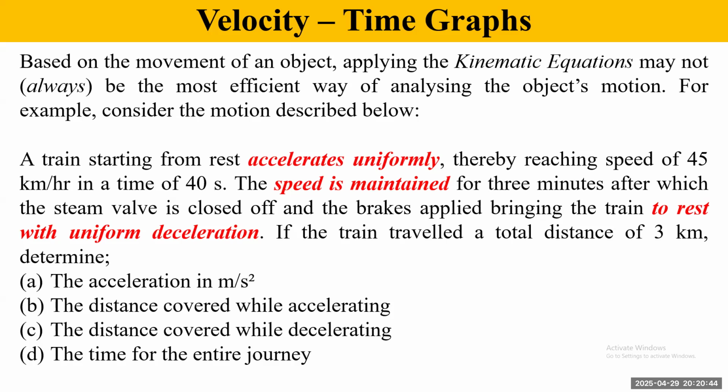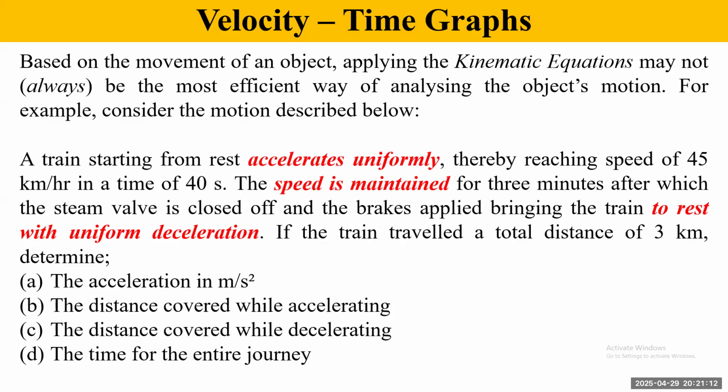And then it says the speed is maintained for 3 minutes, after which the steam valve is closed off. So once it says maintain, it means constant speed, right? And then the steam valve is closed off and the brake applied, bringing the train to rest with uniform deceleration. All right. If the train travels a total distance of 3 kilometers, you must determine one, the acceleration, two, the distance covered while accelerating, and the distance covered while decelerating, and the time for the entire journey.